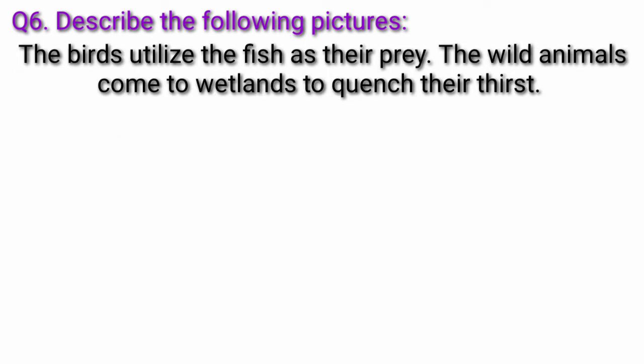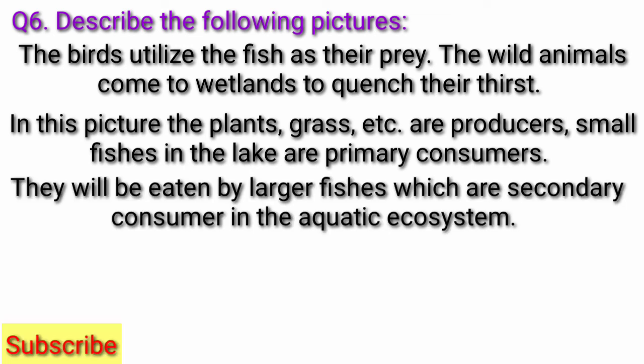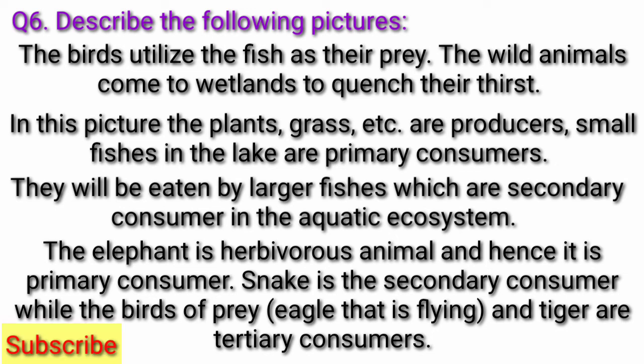The birds utilize the fish as their prey. The wild animals come to wetlands to quench their thirst. In this picture, the plants, grass, are producers, small fishes in the lake are primary consumers. They will be eaten by larger fishes which are secondary consumers. In the aquatic ecosystem, the elephant is herbivorous animal and hence it is primary consumer. Snake is the secondary consumer while the birds of prey and tiger are tertiary consumers.